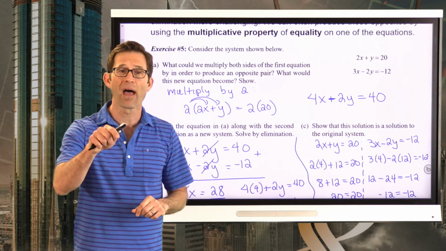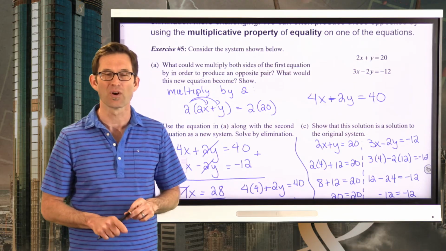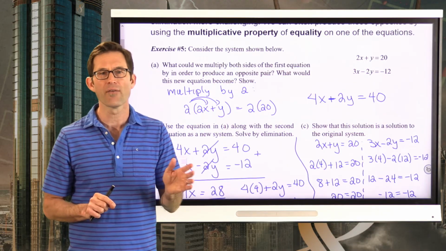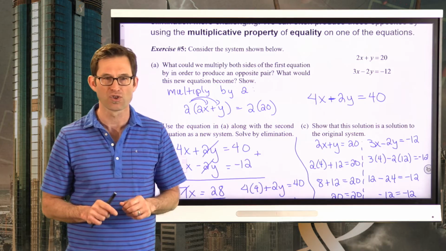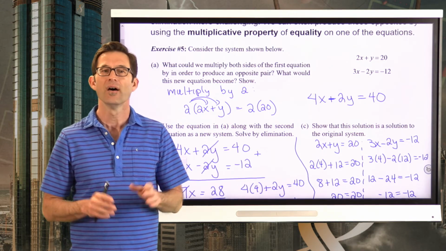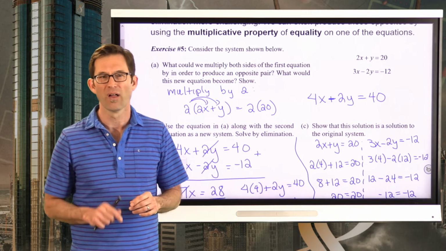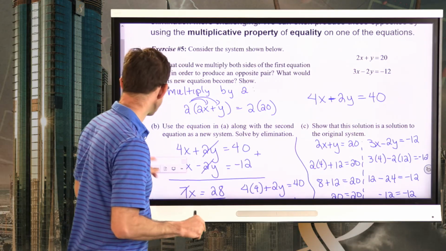In this course, in Math 8, not Algebra 1 next year, but in Math 8, you're only going to ever have to multiply one of the equations to produce those additive opposites. Algebra 1, maybe you'll have to do both, but for now, it's just going to be one equation.